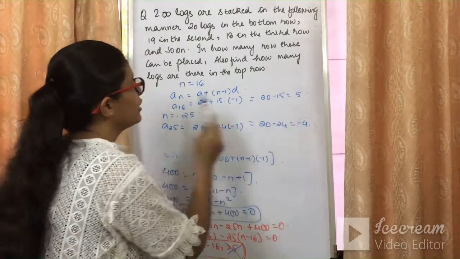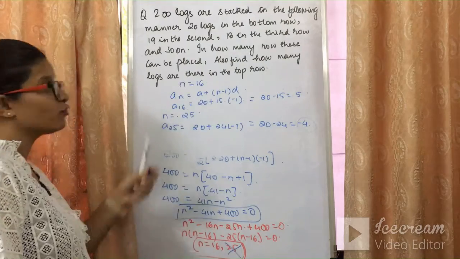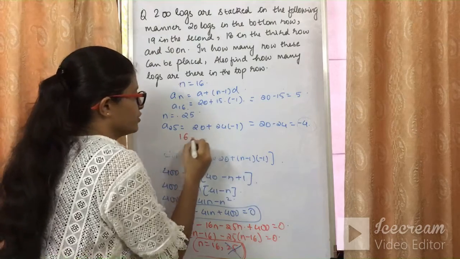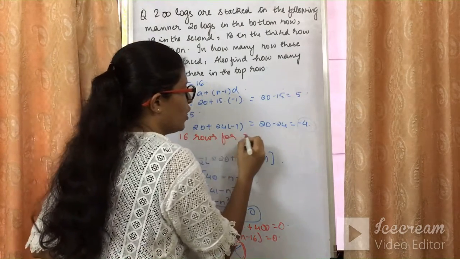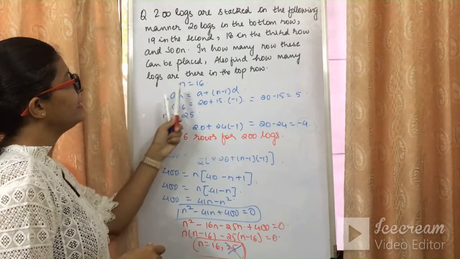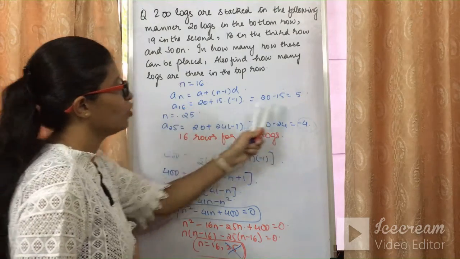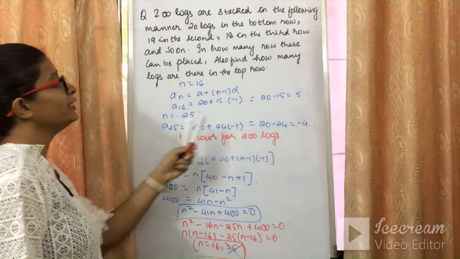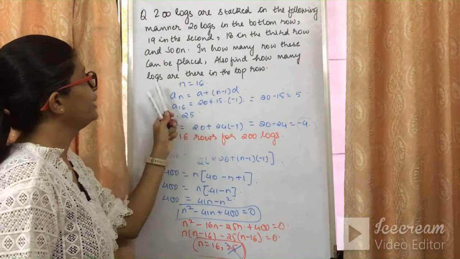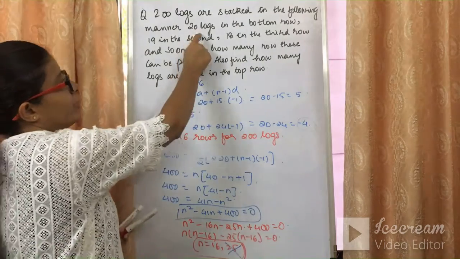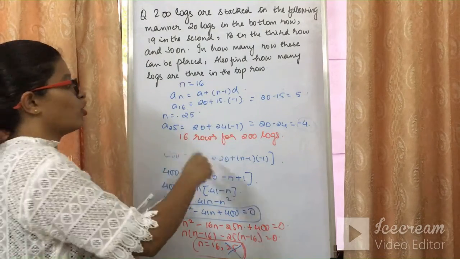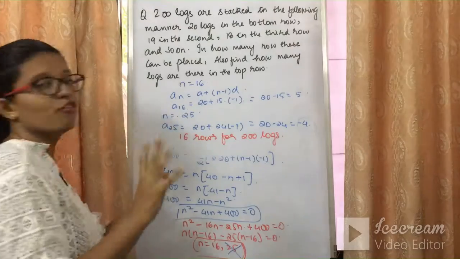So the answer for how many rows we have to be placed for 200 logs will be N is 16. So 200 logs will be placed in 16 rows, and at the end row, at the 16th row, we will be having 5 logs. Or I can say at the topmost row, I will be having 5 logs. That's what asked in the question. How many logs are there in the top row? At the bottom, it was 20. उसके ऊपर रखे 19, then 18, then 17 and so on. And at the top of 16th row, it will be 5 logs.